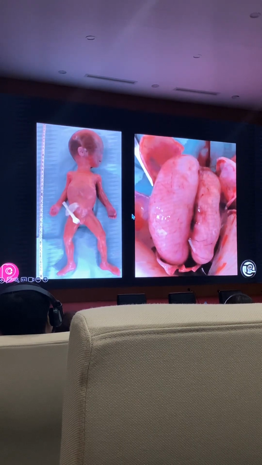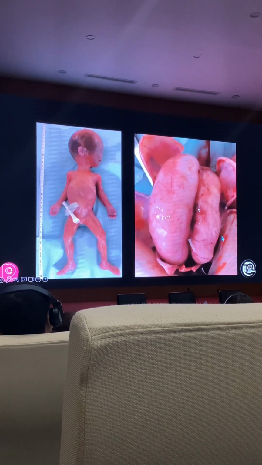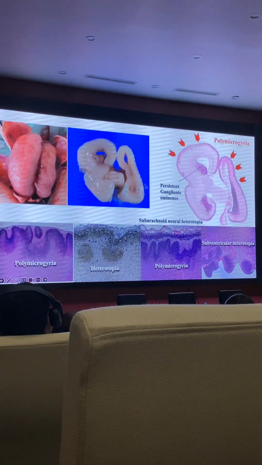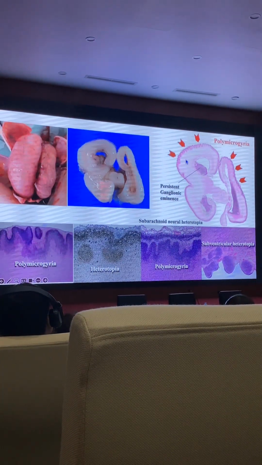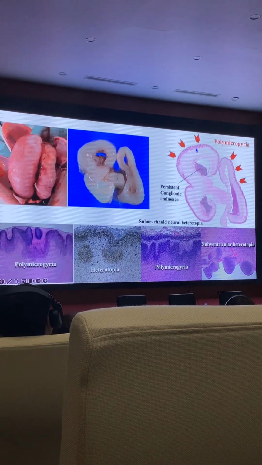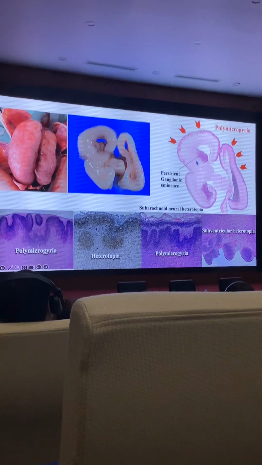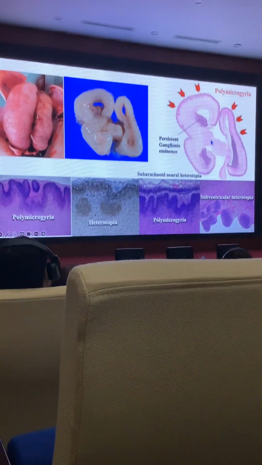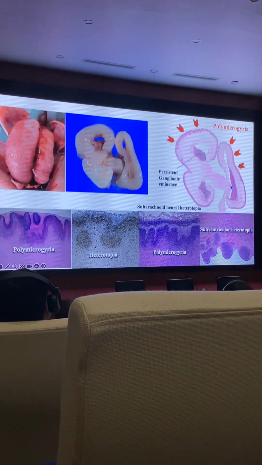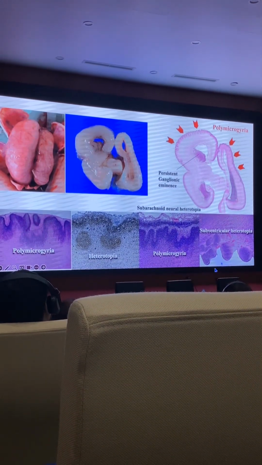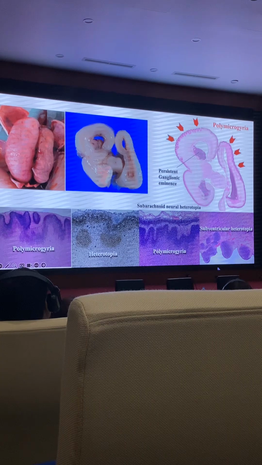You can see the very abnormal brain size here, and also here you can see the histology, and this is polymicrogyria here and there, and here this is the persistent ganglionic eminence. And also here you can see the subventricular heterotopia and the other pathologic histology here.